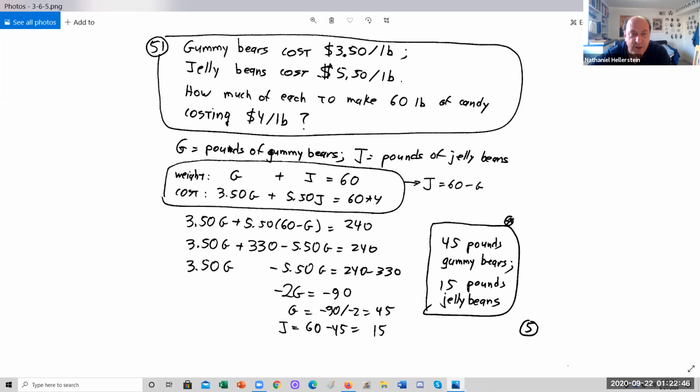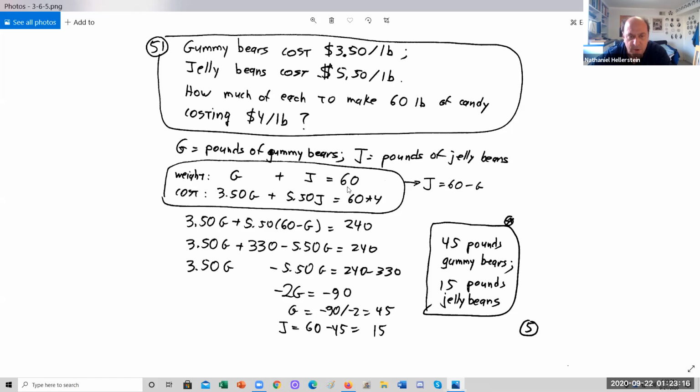Now the cost of those gummy bears will be $3.50 times G. The cost of the jelly beans will be $5.50 times J. So they add up to 60 pounds at $4 per pound. That'll be 60 times 4. So here's our 2 by 2 system. G plus J equals 60. 3.50G plus 5.50J equals 60 times 4, which is 240.